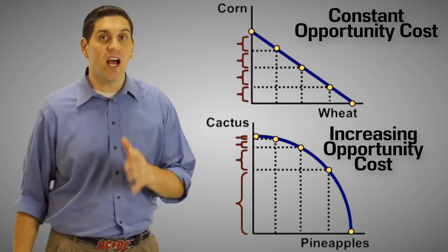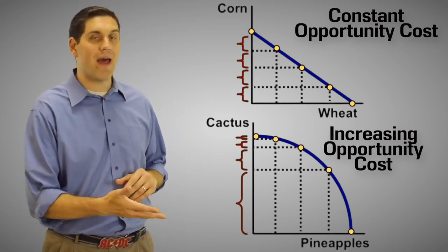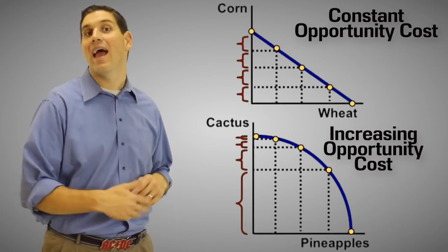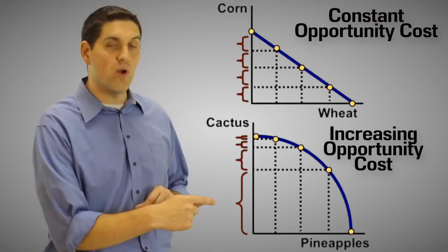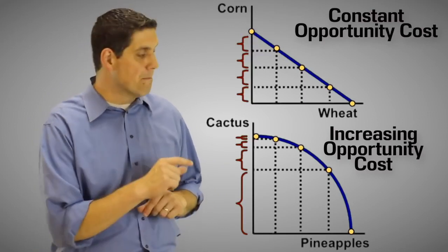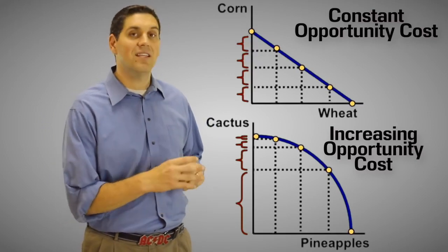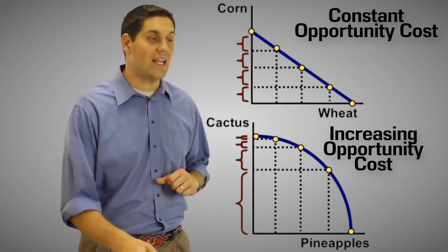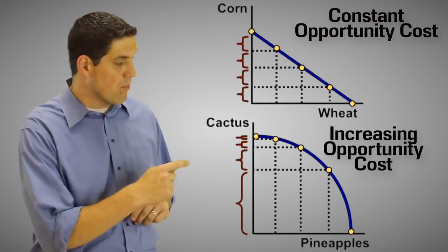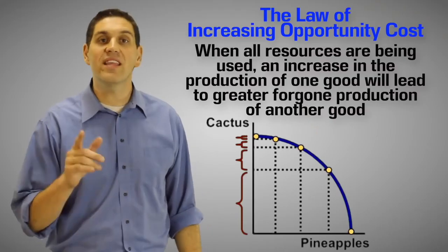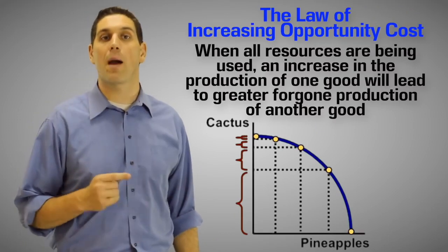So when we first start producing pineapples, we're going to give up just a little bit of cacti. This is because we're going to use the land that's more suited towards pineapples, and it's not very good at producing cacti, so we lose a little bit of cacti and get a good amount of pineapples. Now, as we keep doing that over and over again, we're going to give up more and more cacti. This is because we're using resources that are less and less suited towards pineapples, until finally, right here, we're producing just a little bit more pineapples, but giving up a whole lot of cacti. Cacti! And this is the idea of the law of increasing opportunity cost.